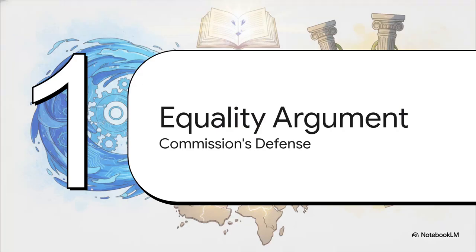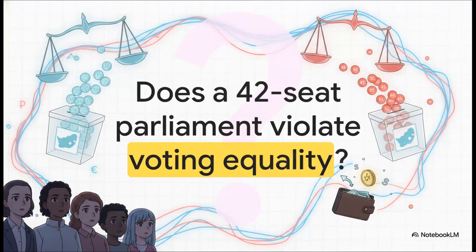Bringing us to Section 4, the equality argument, the Electoral Commission's defense. You see, the Commission didn't just rely on technicalities. They brought forward some really heavy constitutional arguments regarding fairness to defend their 39-seat calculation. They argued that if you give the Western Cape 42 seats instead of the 39 they mathematically deserve based on population, you're essentially giving their voters unequal, disproportionate power.